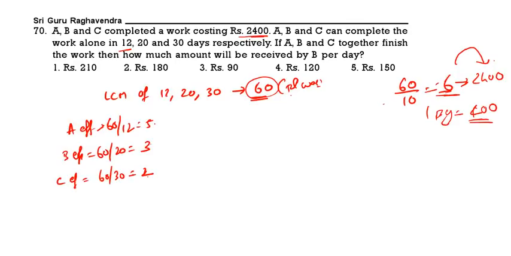1 day wage of ABC is 400. Out of which we want B. So B means 3 by 10, so that is equal to 120. 120 is the correct answer.